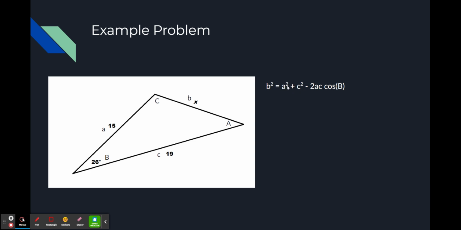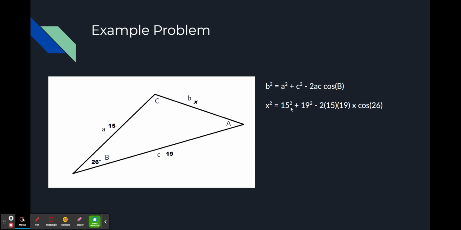b squared equals a squared plus c squared minus 2ac times cosine of angle B. And now we're going to put all these values into that equation. It's going to look something like this. x squared equals 15 squared plus 19 squared minus 2 times 15 times 19 times cosine of 26 degrees.